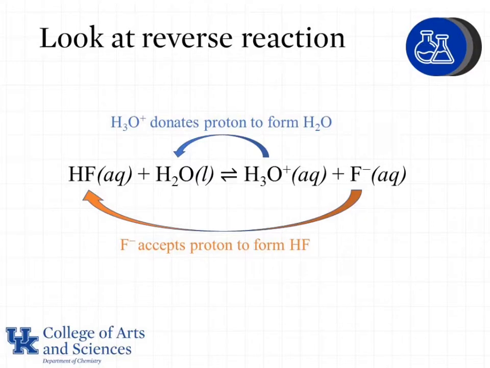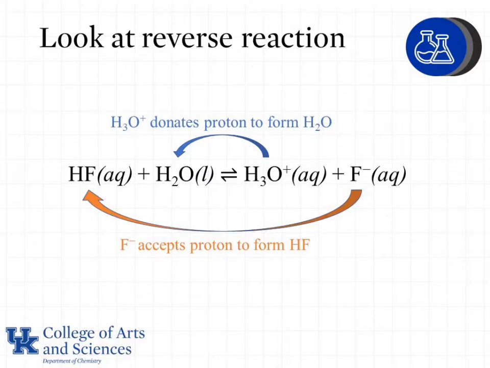In this case, HF is acting as an acid because it was a proton donor in the forward reaction, and F- is a base because it's a proton acceptor. Looking at the water, it acts as a base in forming H3O+. H3O+ acts as an acid because it's a proton donor. Since H3O+ and HF are willing to donate protons to some other species, we see that they are considered acids. H2O and F- are willing to accept a proton, and therefore they are considered bases.